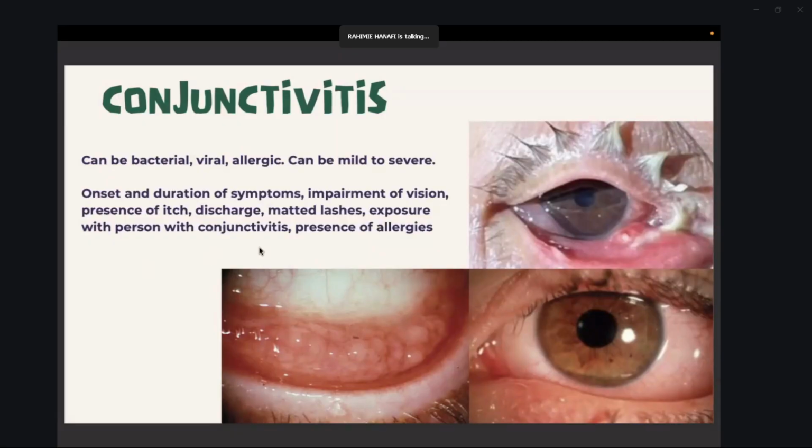Okay, any exposure to a person who had conjunctivitis. And then once again, any presence of allergies. Okay, this is actually a slit lamp photo showing the bumpiness in the texture of the palpebral conjunctiva. This is what we call follicles, which are frequently seen in allergic conjunctivitis.